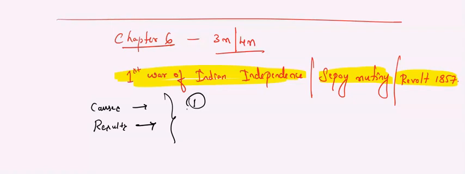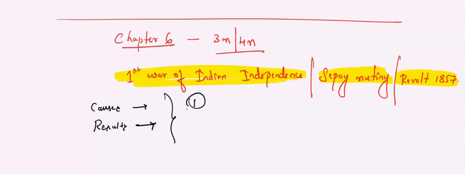Next question. List out the reasons or causes that led to the failure of the mutiny. Next question. Explain the results or effects of the 1857 mutiny. Next question.